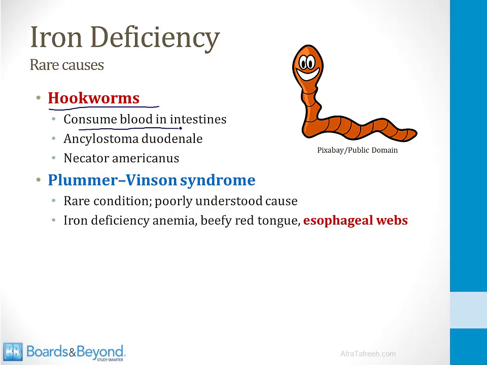This is basically a variation on other forms of blood loss anemia, and the two hookworms that can cause iron deficiency are Ancylostoma duodenale and Necator americanus. Another rare cause of iron deficiency anemia is the Plummer-Vinson syndrome.